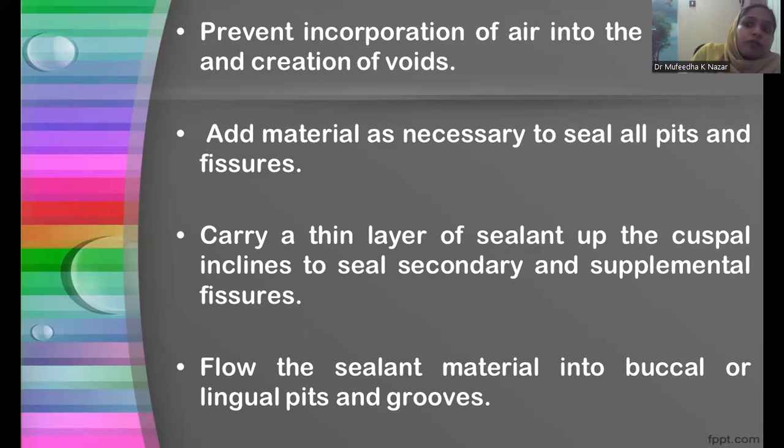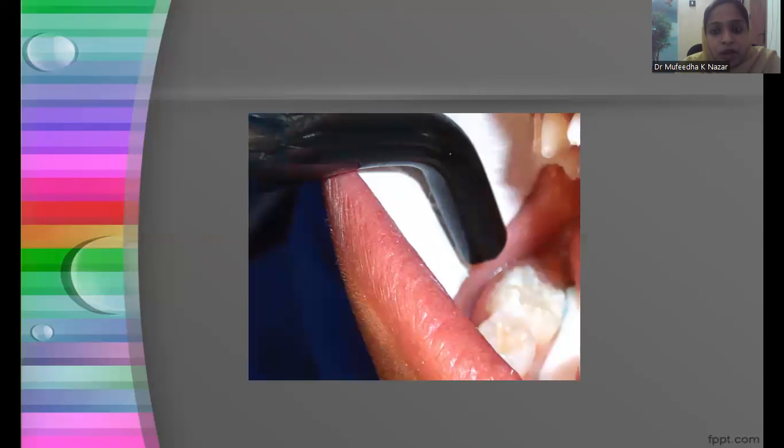Prevent incorporation of air into the material and creation of voids while applying the sealants. Carry a thin layer of sealant up to the cuspal inclines to seal the secondary and supplementary fissures. Also, flow the sealant material into the buccal and lingual pits and grooves. After the application of sealant, cure the sealant for polymerization.